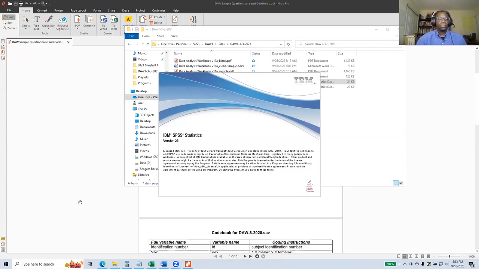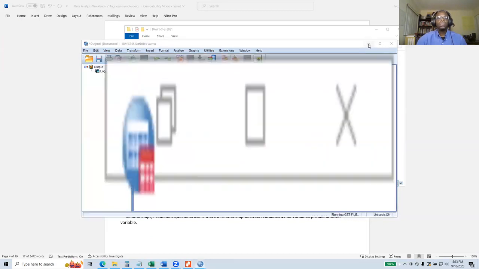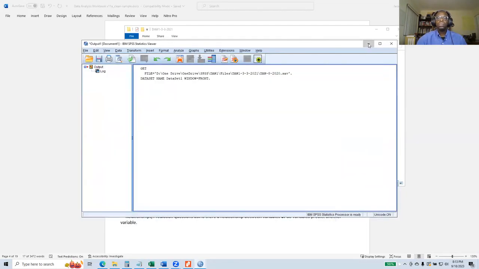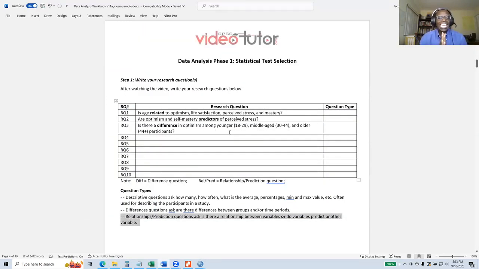Okay? So the first question, is age related to optimism, life satisfaction, perceived stress, and mastery? Is this a relationship question or is it a difference question? If it's a relationship question, type in an R. If it's a difference question, type in a D.